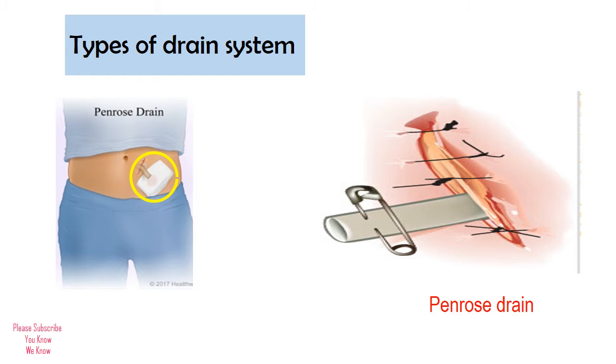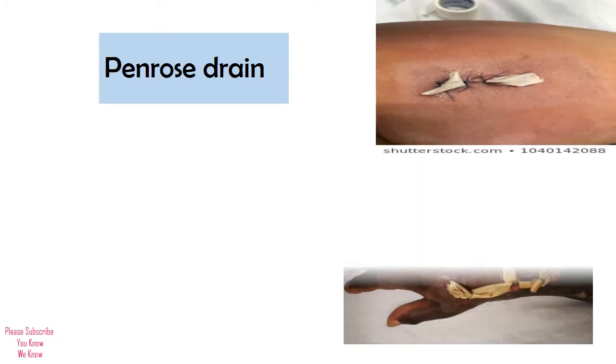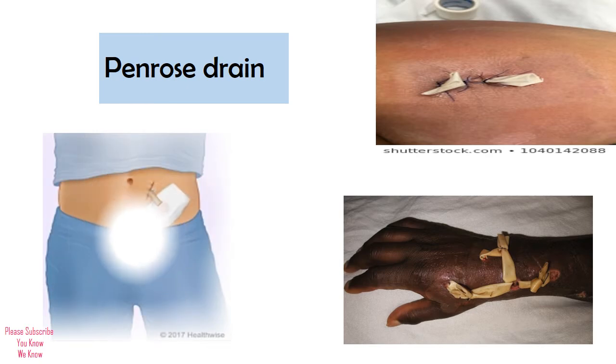An open drain system deposits the drainage on a sterile dressing. Penrose drains are commonly used as an open drainage system for wound care, and an absorbent dressing is applied to the area to collect drainage and to keep the area dry. It uses a small plastic tube that collapses easily and has a safety pin or clip attached to keep it in place. These are some examples of Penrose drain.